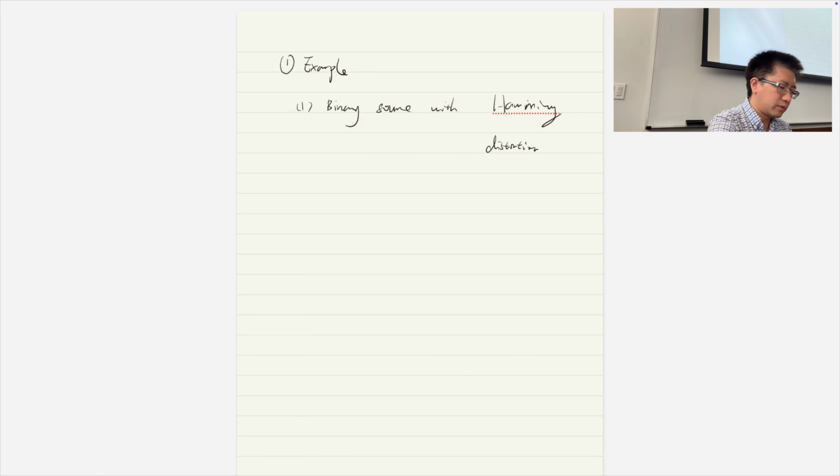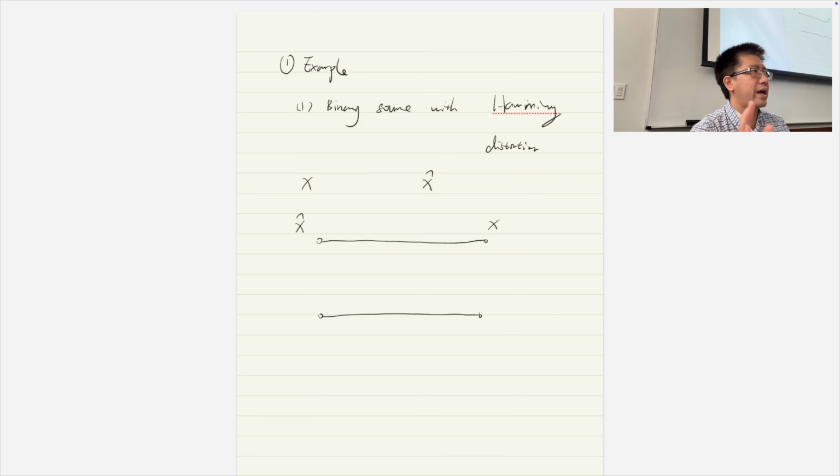Basically here we assume the input is x and the output is x hat. After some manipulation, equivalently, we can model that as a reverse channel, which basically means that we have x hat here and x here. Because we have a Hamming distortion, the expectation of the Hamming distortion will just give you the probability that x and x hat are not equal.